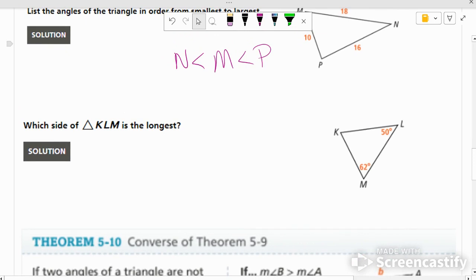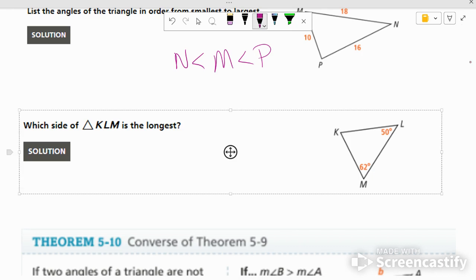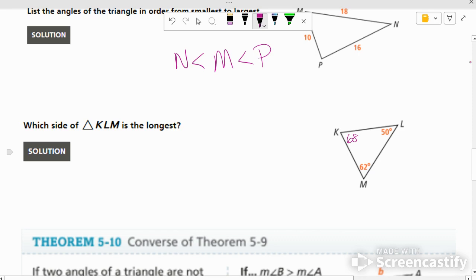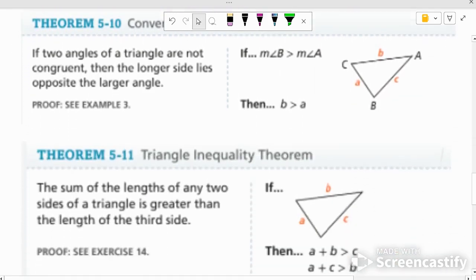Which side of this triangle is longest? Well, before I can figure out which side's longest, I got to figure out what the other angle is. How am I supposed to find out the other angle? Yeah, they add up to 180. These two add up to 112, so it must be 68 here. So which side is the longest? LM is the longest side. Okay, LM is the longest side.